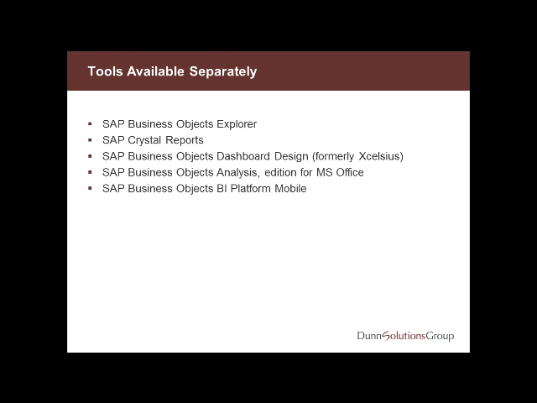There are some tools that are not included in either one of the installs, but can be downloaded and installed separately. And as you can see on my slide here, some of those tools include Crystal Reports, Dashboard Design, formerly known as Xcelsius, and Explorer, which again is a separate install. Explorer is one of our favorite tools, and we like to refer to it as Google for BI. Explorer allows you to conduct BI analysis on the fly by simply supplying a search phrase and retrieving relevant search results from your BI platform. Another important tool to mention is Mobile BI, which also is a separate install and configuration.